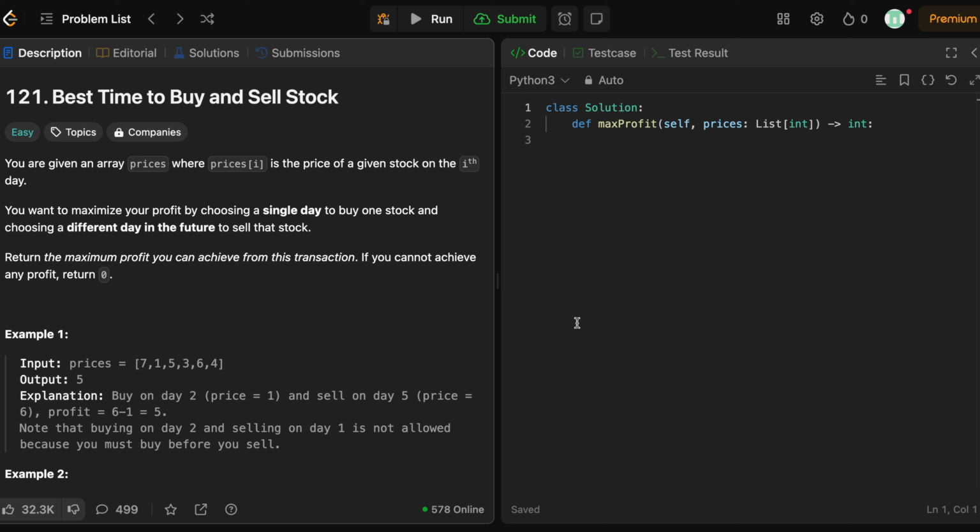In today's video, we're going to be solving the best time to buy and sell stock problem on LeetCode. So don't worry, I'm going to break this down step by step and make it super easy for you to understand. Before we dive in, imagine you have a time machine.